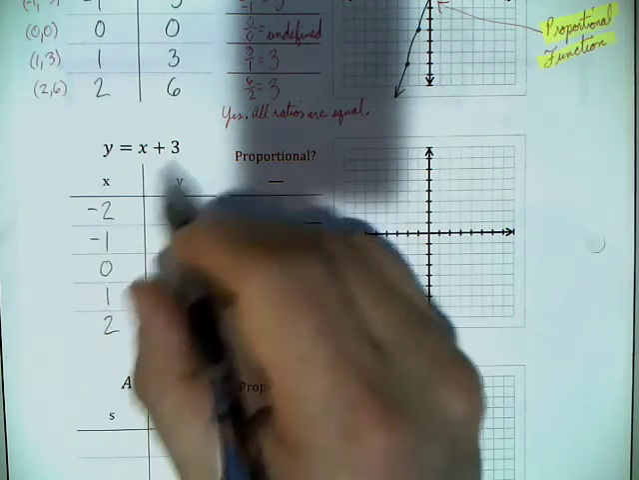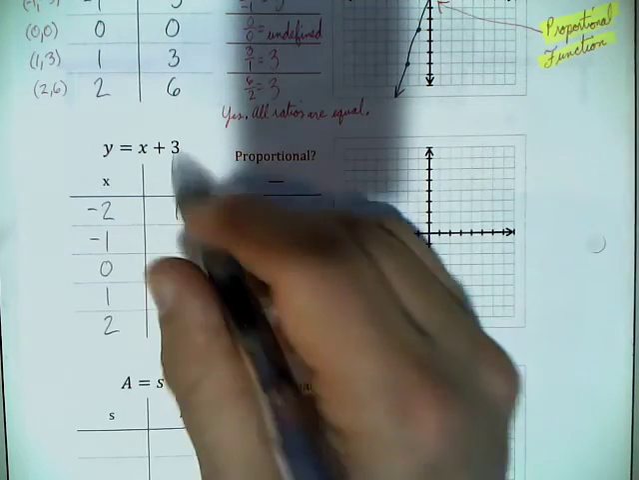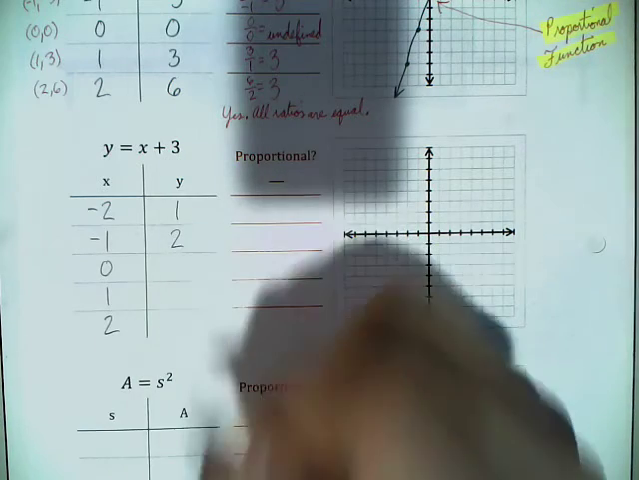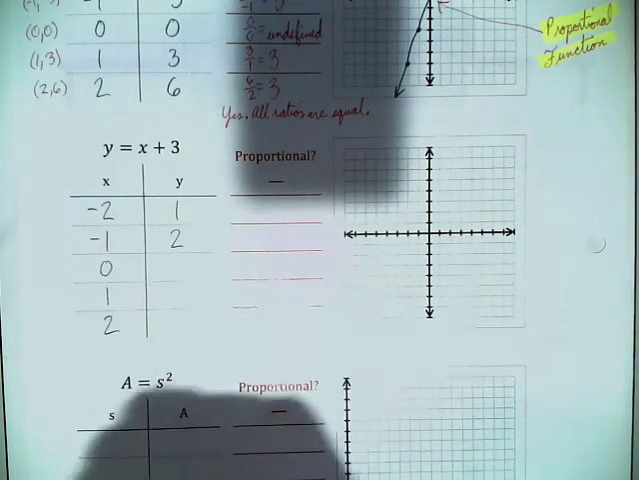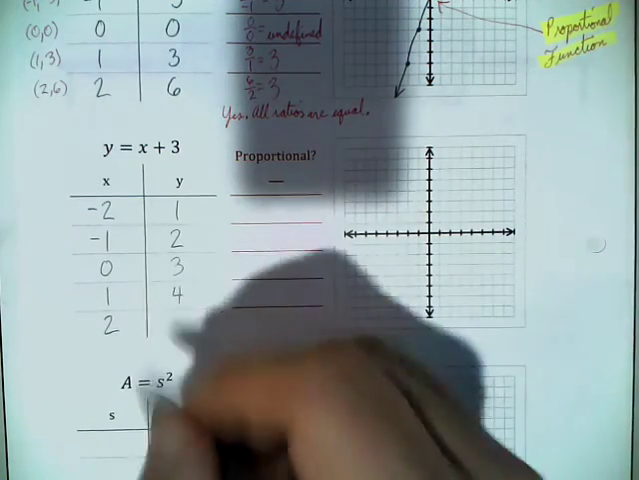Then -1 plus 3. Again, they've got different signs, so we're going to subtract. 3 minus 1 is 2. But the 3 is bigger than the 1, so it's still going to be positive. And then from there it gets real easy. 0 plus 3 is 3. 1 plus 3 is 4. And 2 plus 3 is 5.